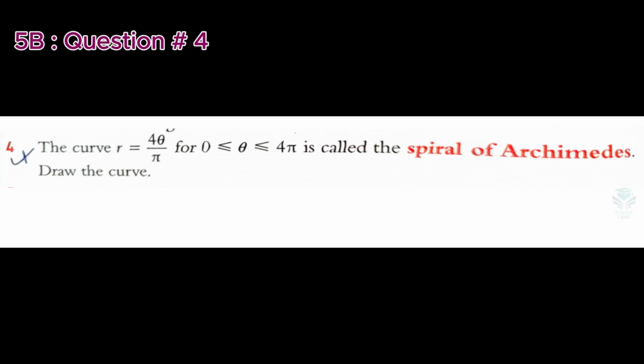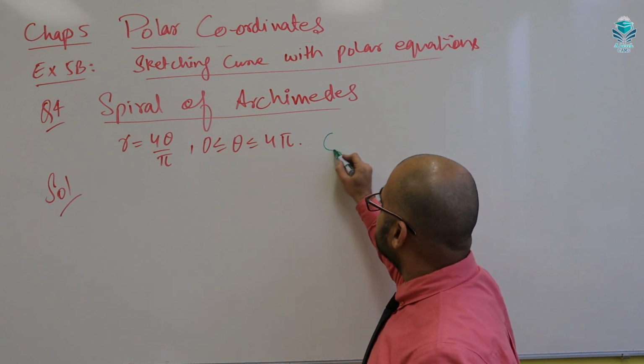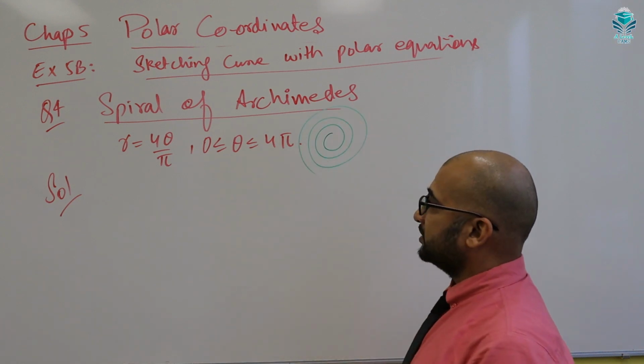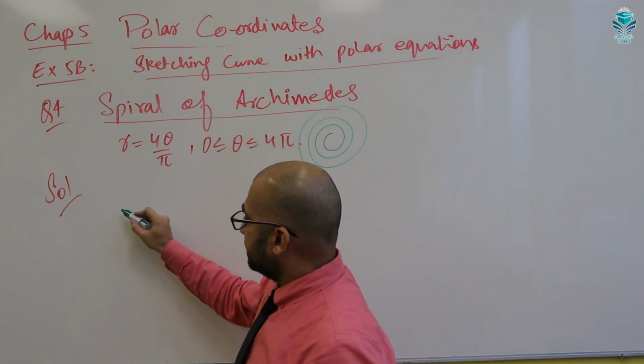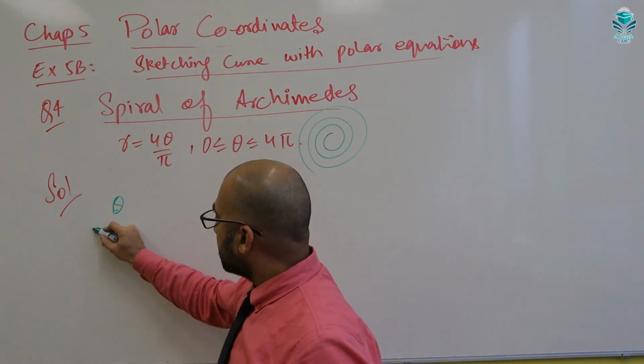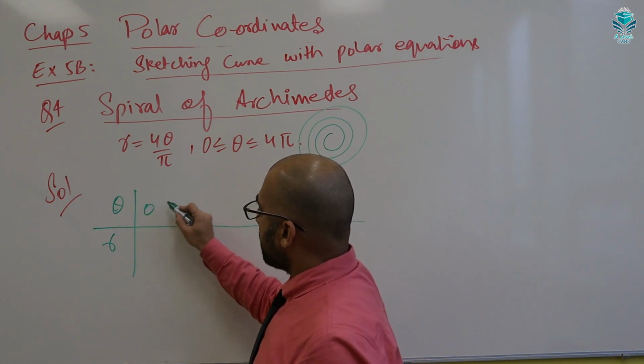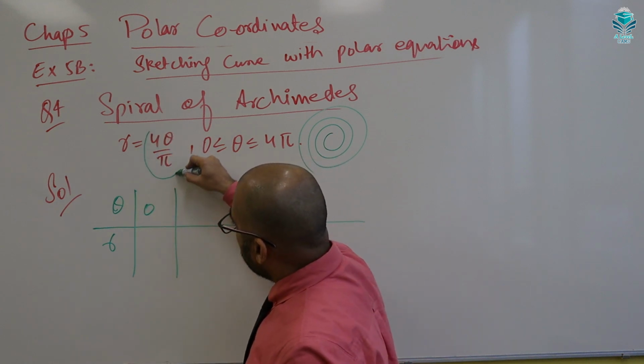In this lecture we will draw the graph of the spiral of Archimedes. So students, everybody knows the spiral is like that. Understand? So let's say this is theta and this is r. Okay. So choose 0. You can see this is pi by 4.